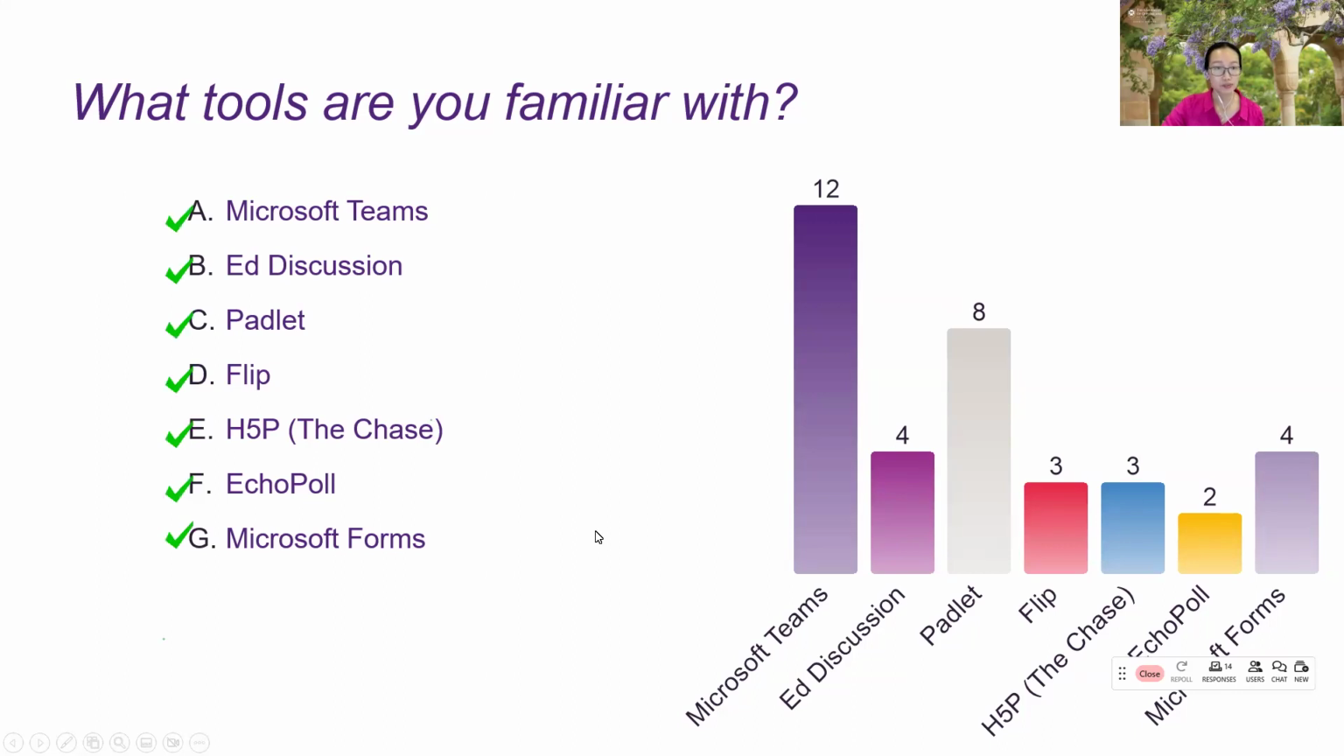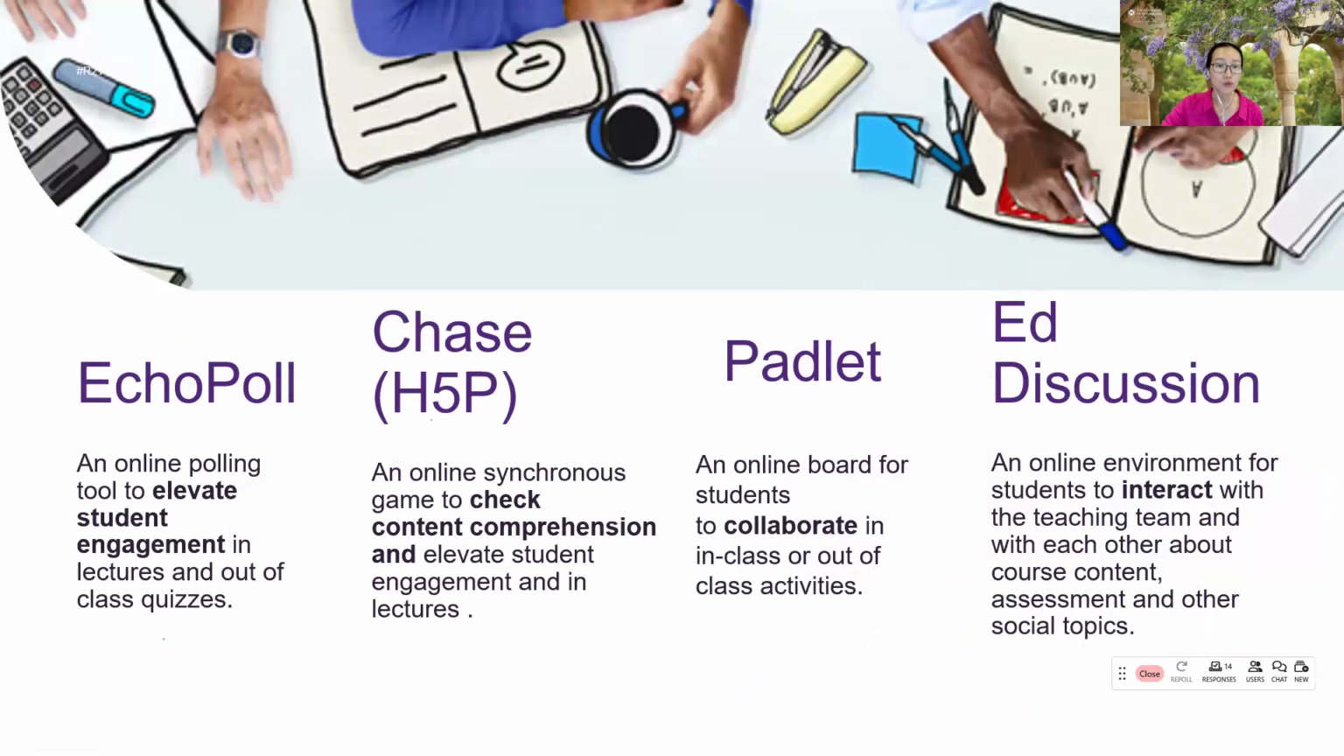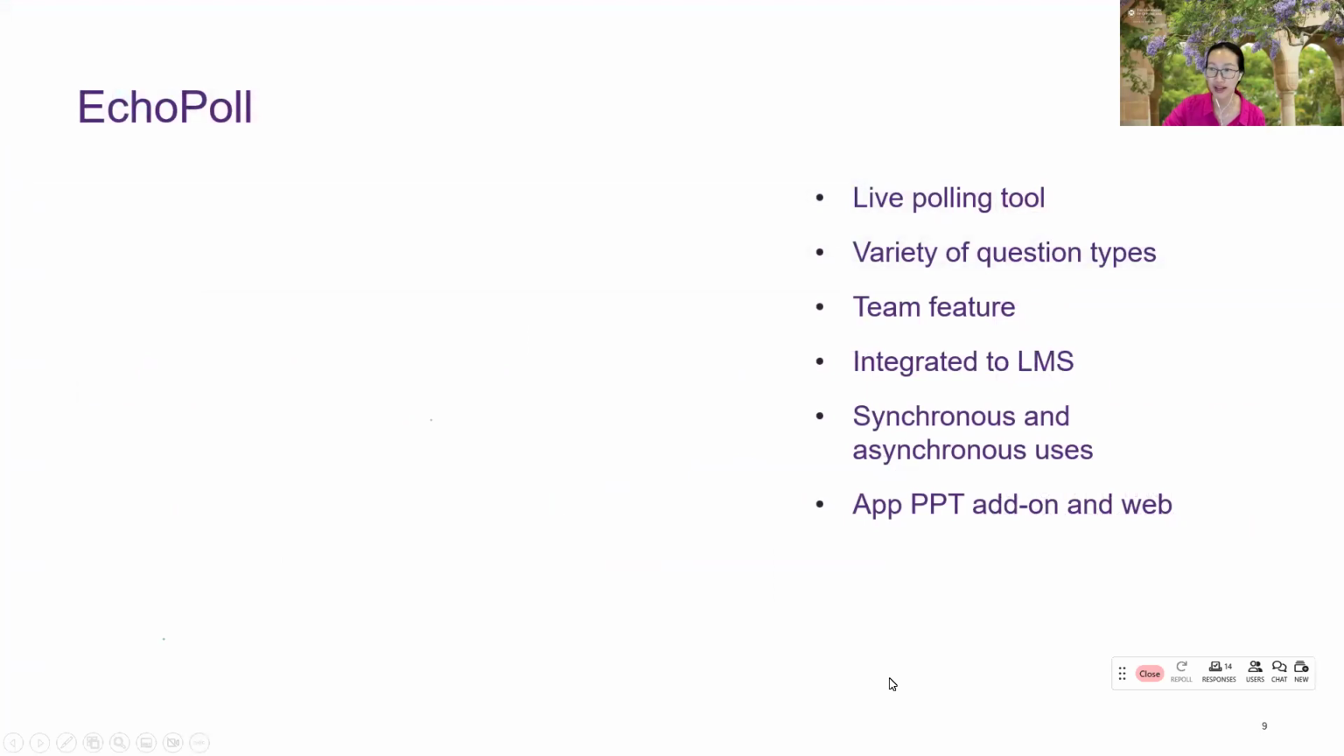These are the tools that are available at UQ. And as you can see, UQ is very, very generous in equipping the teaching staff with tools. And in the workshop today, we will be focusing on echo poll, the choice, Padlet, and add discussion. And I will pause here for a few seconds if you have any questions about the different tools that we have here at UQ. Do you have any questions? Yeah, maybe not. So maybe during the time we present each tool, you will have other questions.